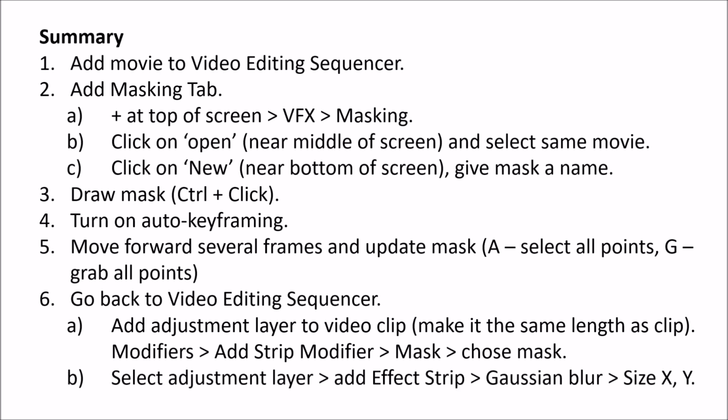And then lastly, you need to then select the adjustment layer that you just created in step 6A, and then you go up and you say add effect strip Gaussian blur, and then make the size X and the size Y a non-zero value. And after that, you basically render the movie and you should be done.